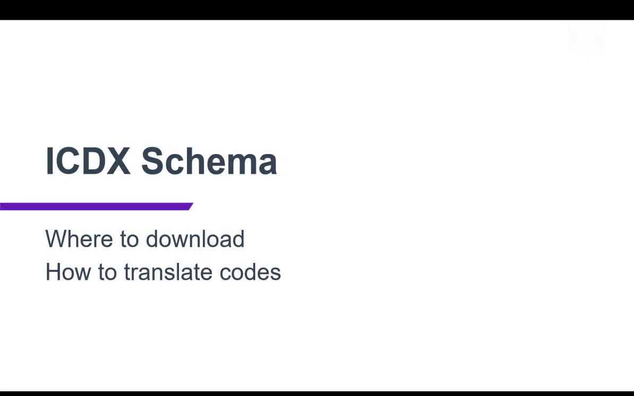Once you start making API calls, you'll quickly realize that the responses tend to use codes instead of English descriptions. So how do we translate those codes to understand what they mean? For example, if I make a request and receive a type ID 8040, how do I know what that means? The ICDX schema will help you there. So here's how to download it via an API call.